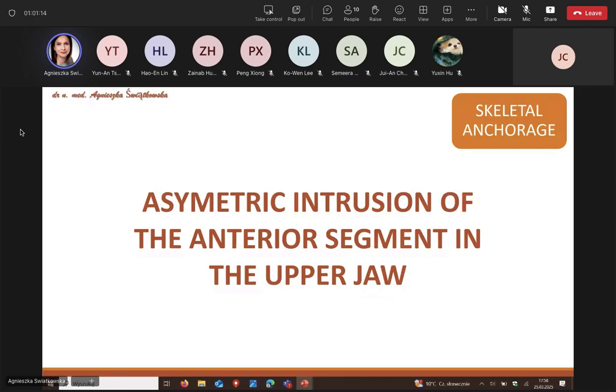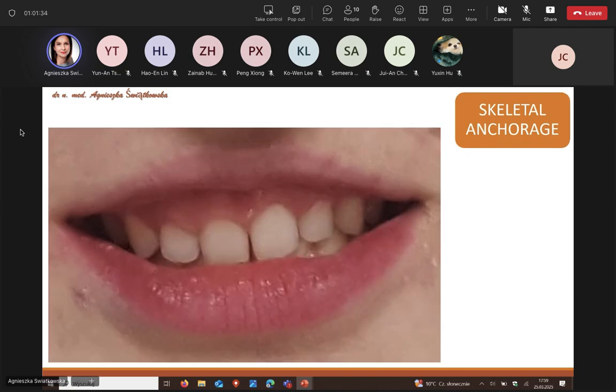Okay, and here I will show you a few cases of treatment of the patient when I use microscrews. First, asymmetric intrusion of the anterior segment in the upper jaw. Sometimes we have a patient whose biggest complaint is in fact this kind of problem. So huge asymmetry of the occlusal plane.